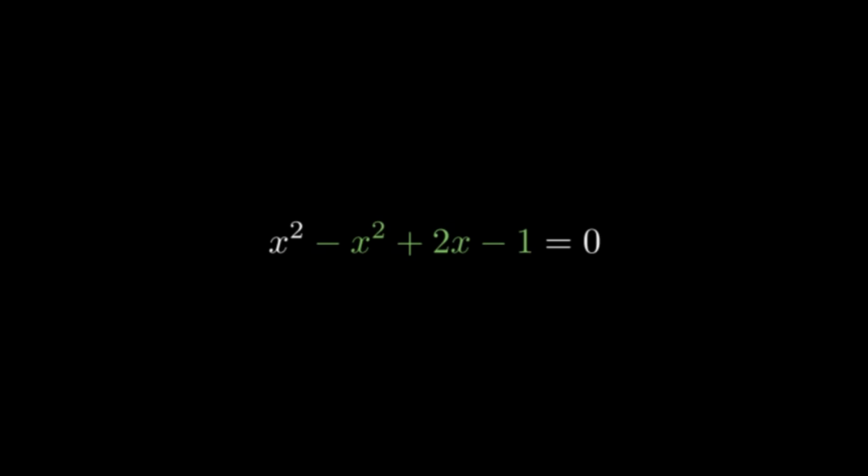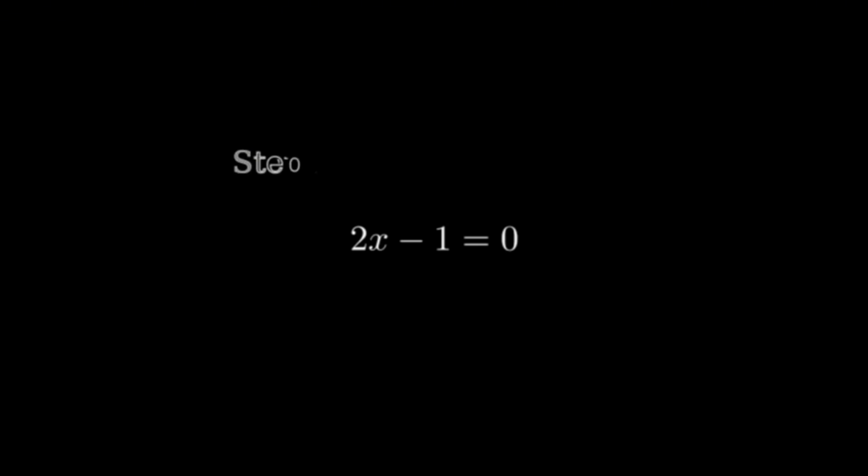This demonstrates how properly expanding and distributing terms can simplify what initially appeared to be a quadratic equation. We're now working with the linear equation 2x minus 1 equals 0, which we derived from our original quadratic equation by simplifying it in the previous steps. Let's solve this linear equation to find the value of x.